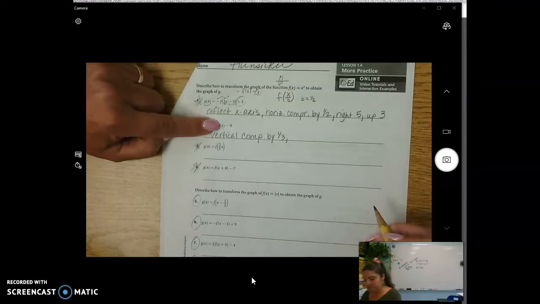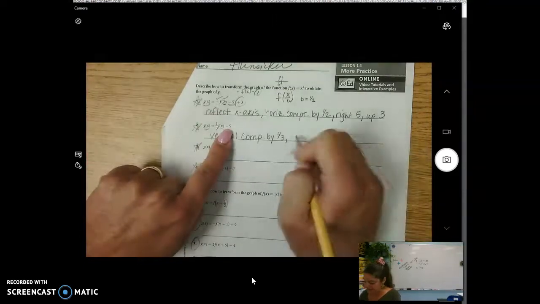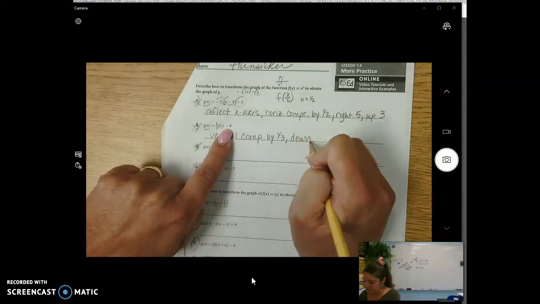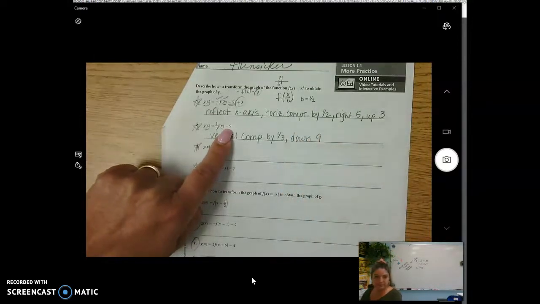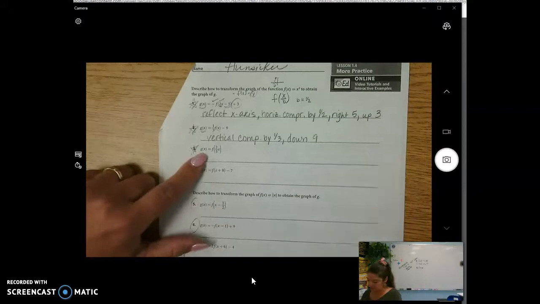There's nothing inside my parentheses. I'm good. And so let's go take care of this. Minus 9 at the end tells me it went down 9. All right, let's do it again.